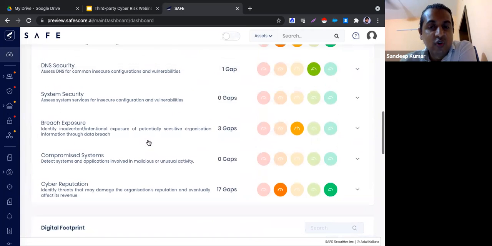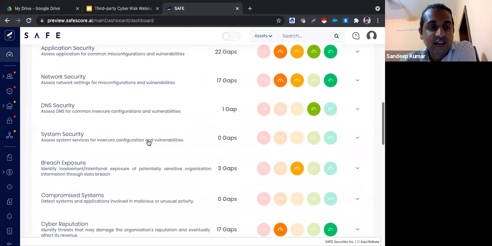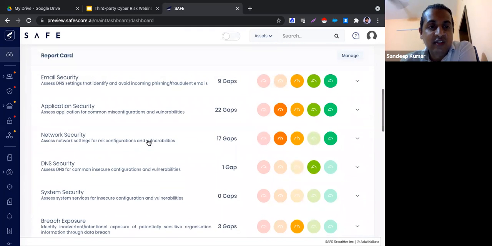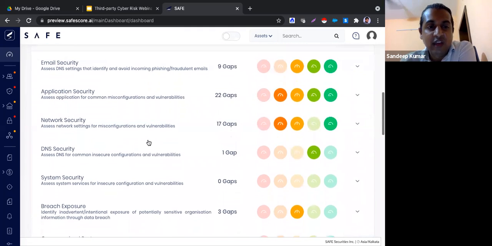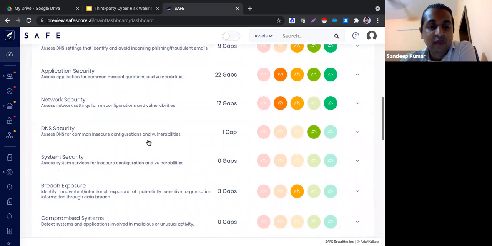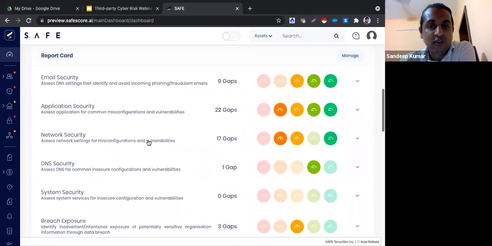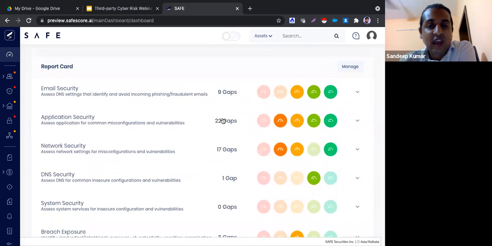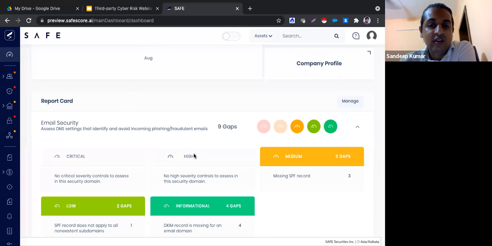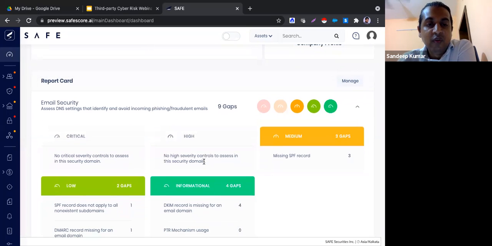We also carry out automated security assessments of the domains, including their email security, application and network security, the breach exposure, the compromised systems and cyber reputation, and so on. Based on the gaps that are identified, which are further categorized into critical, high, medium, and low, we provide the score for the external assessment.